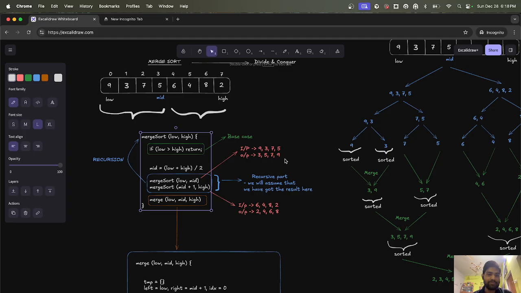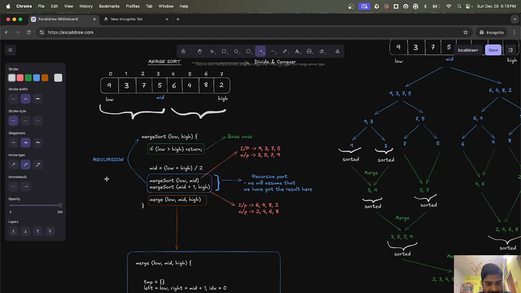So I'm assuming that at this point, my first half is sorted. That is what I'm assuming, right? Now, at the second call, what I will assume is that my second subpart is sorted. That I will assume. How it is sorted, that I am not taking care of currently. Recursion will handle it. That I don't have to worry about, right?